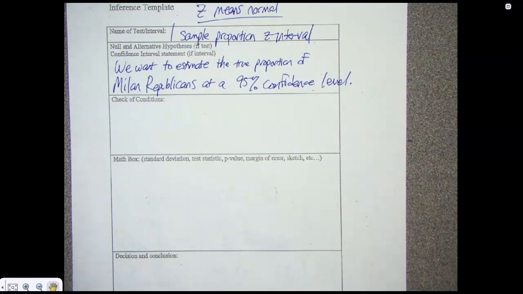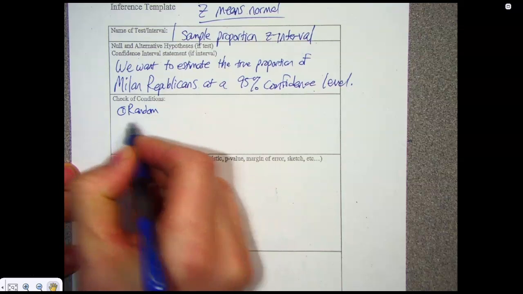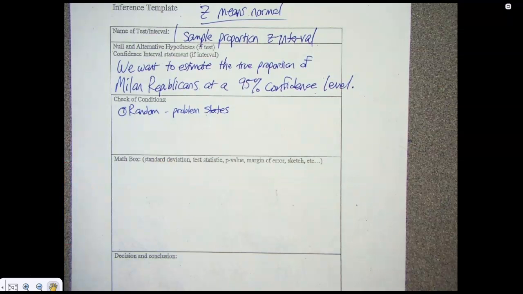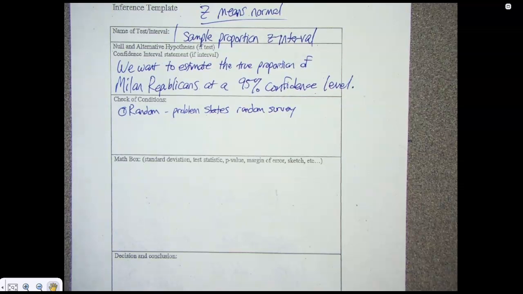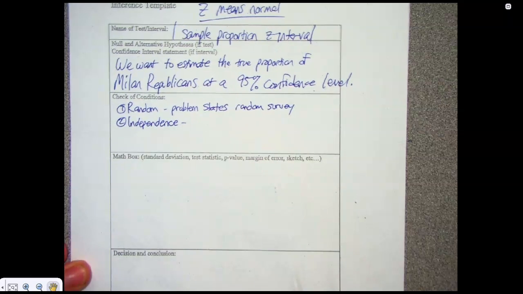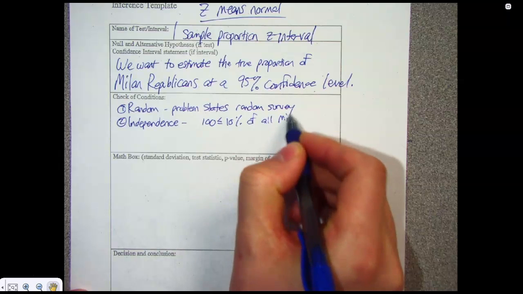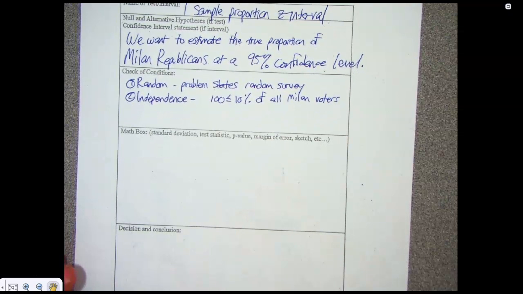And as you get more confident, your interval widens. Okay, next thing you do is check the conditions, similar to what we were doing last chapter. I put them on the board too. You have to show three things. One, is it random? Usually you write "problem states random survey," or "problem states SRS." Two, is there independence? Independence is your n is less than 10% of the population. So that's 100 is less than or equal to 10% of all Milan voters, because that's the population I'm interested in. I think there's more than 1,000 Milan voters.